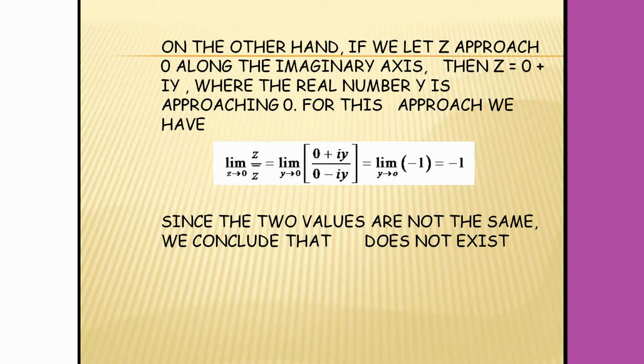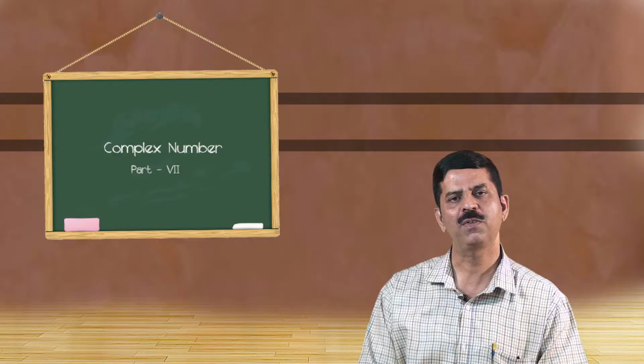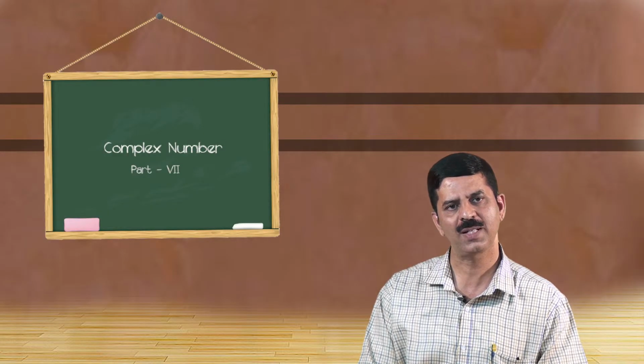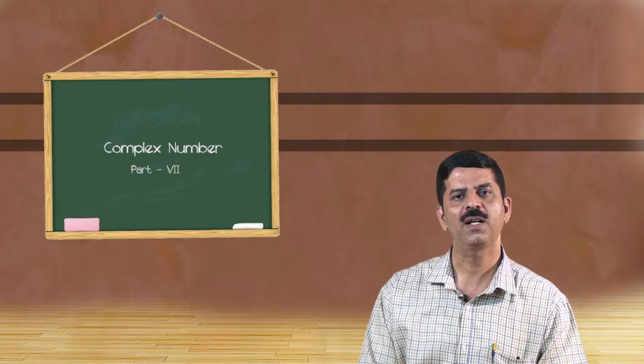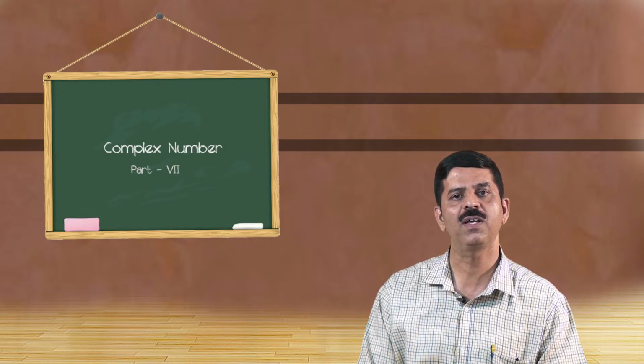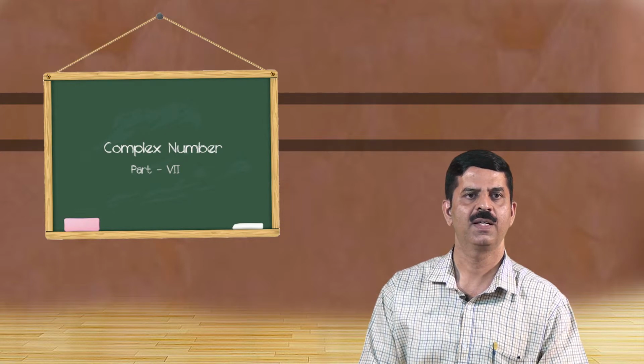Now you observe that approaching through the real axis, you have got the value 1, and through the imaginary axis you have got the value minus 1. The two approach values are different, therefore we say that the limit of the function does not exist. So it is not guaranteed that the limit of a given function always exists.